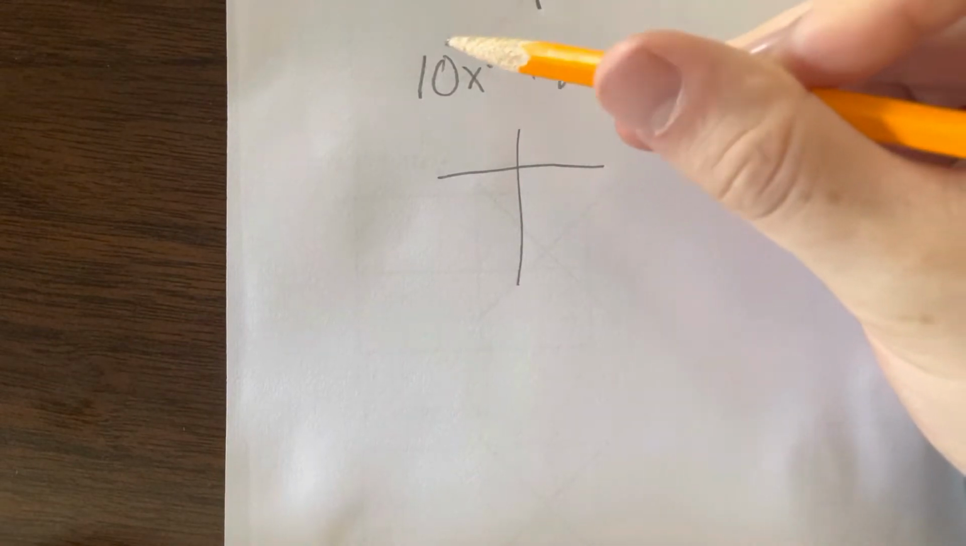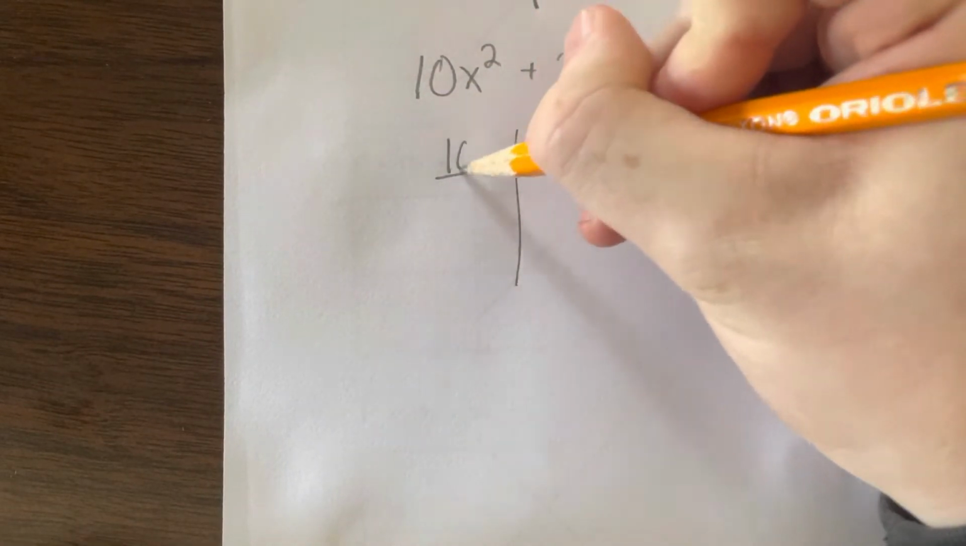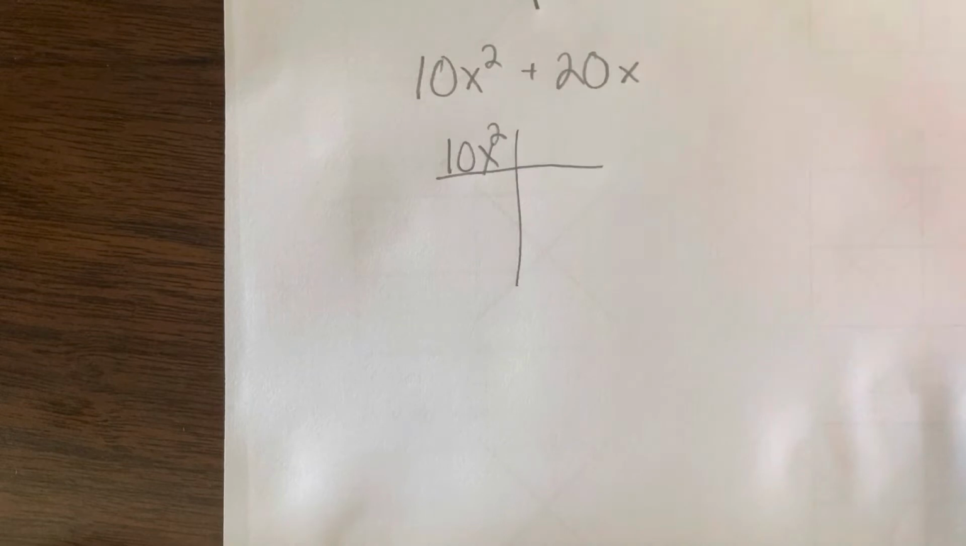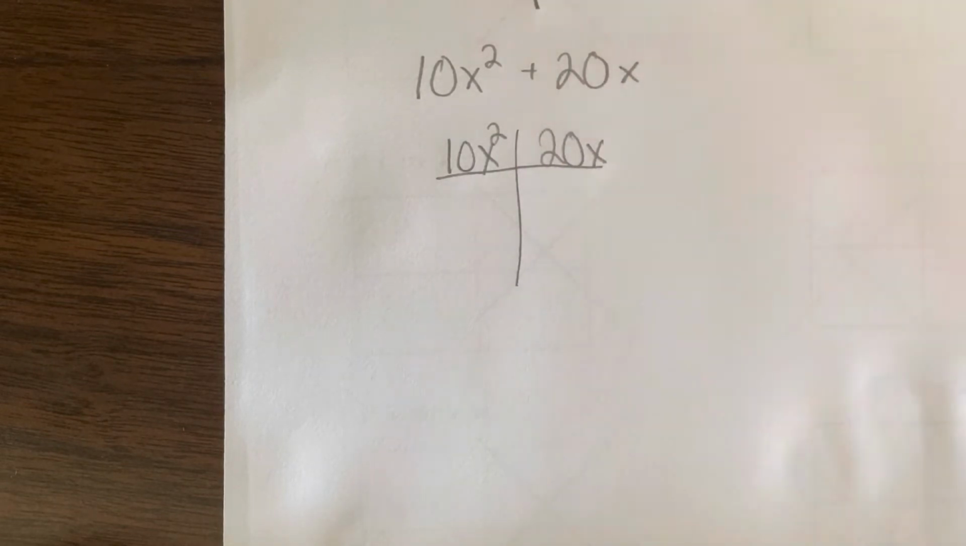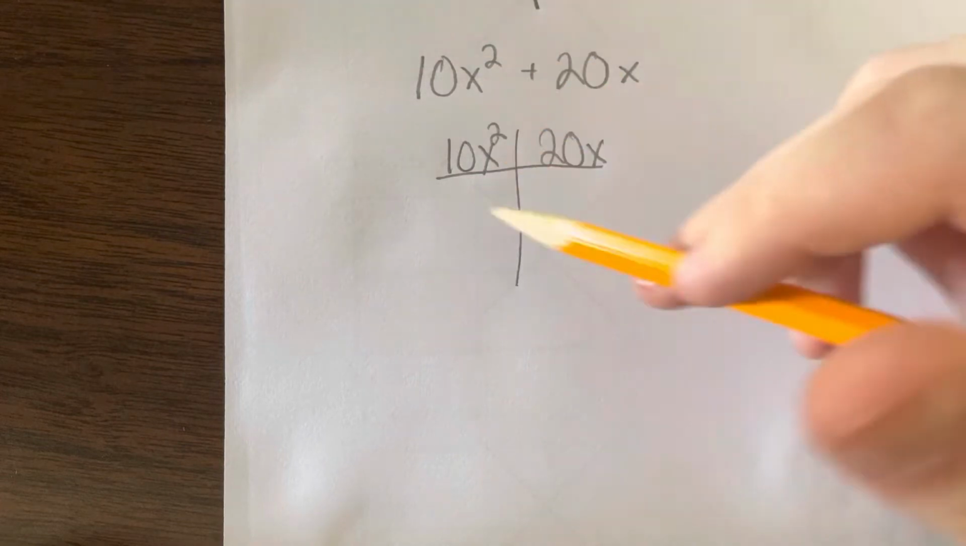You're going to take your first term and put it in your first spot of your T. Take your second term and put it in your second spot. From here, that's our setup.